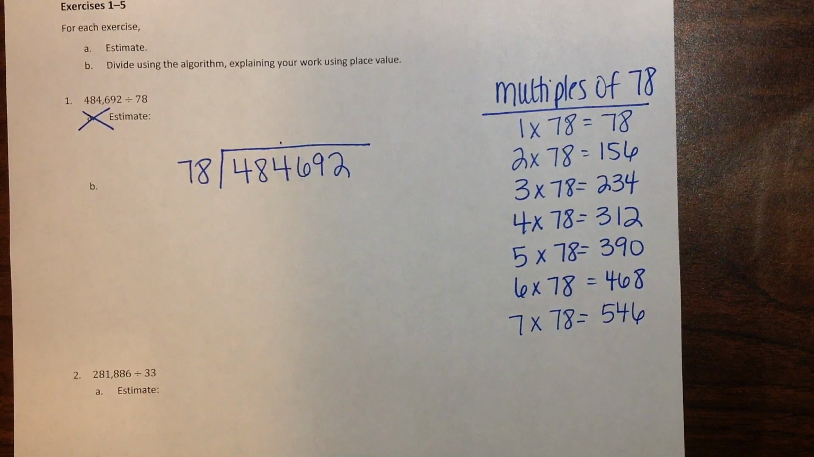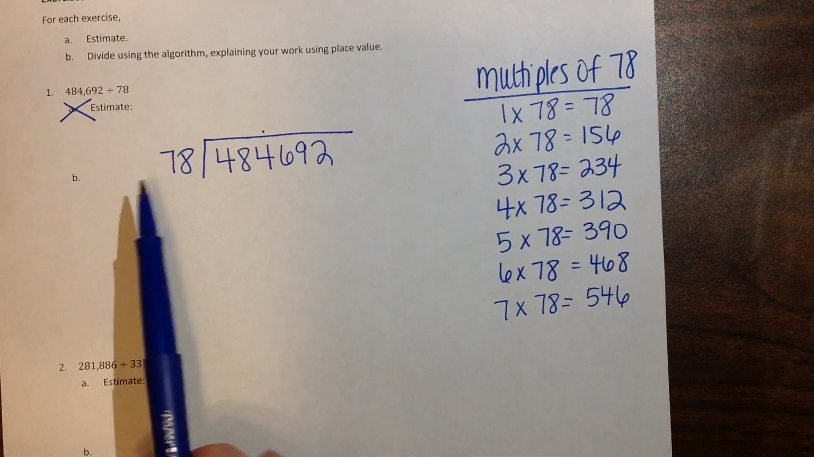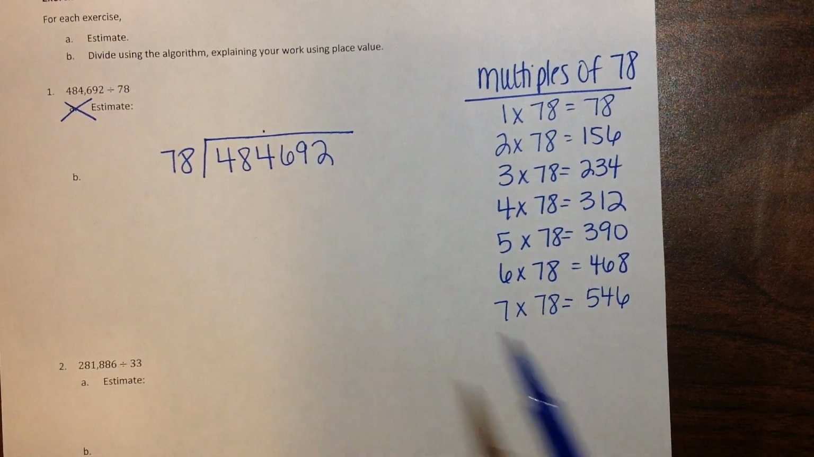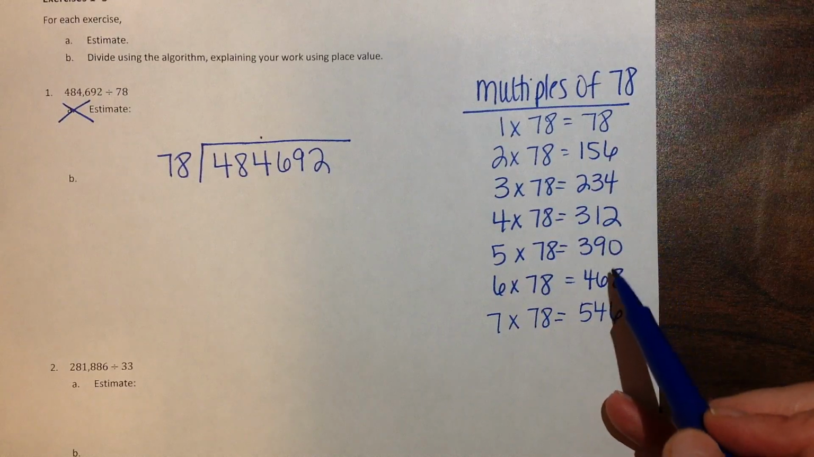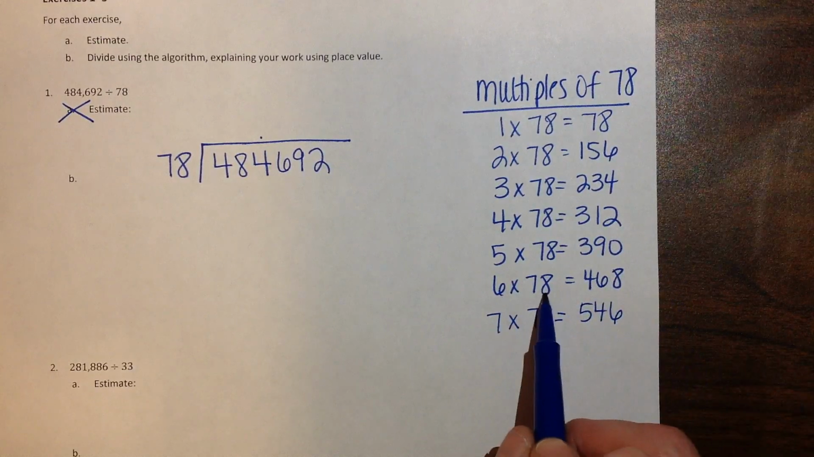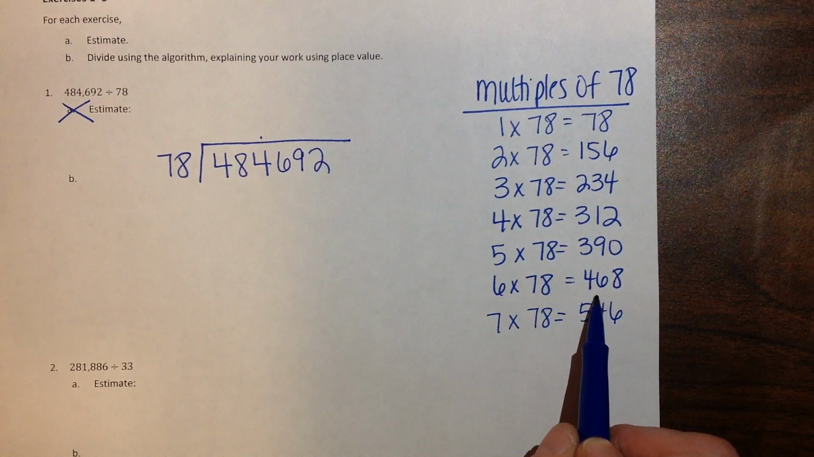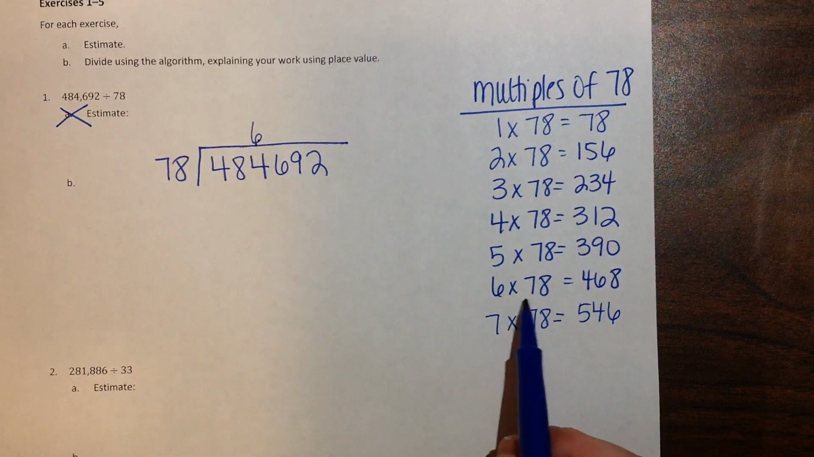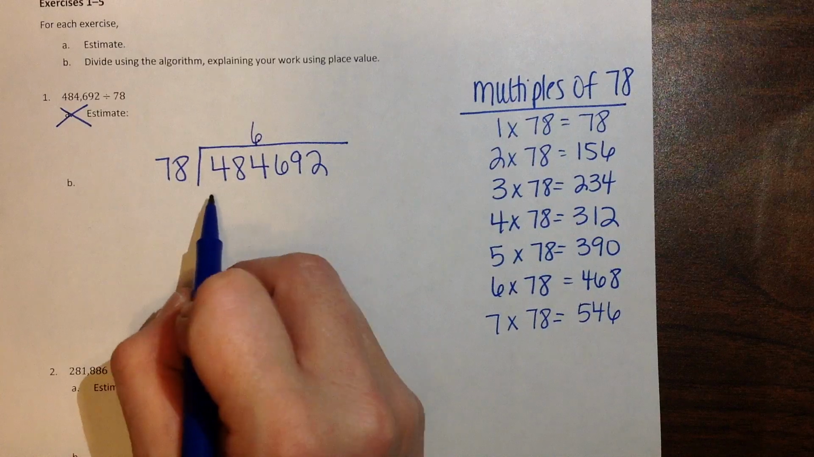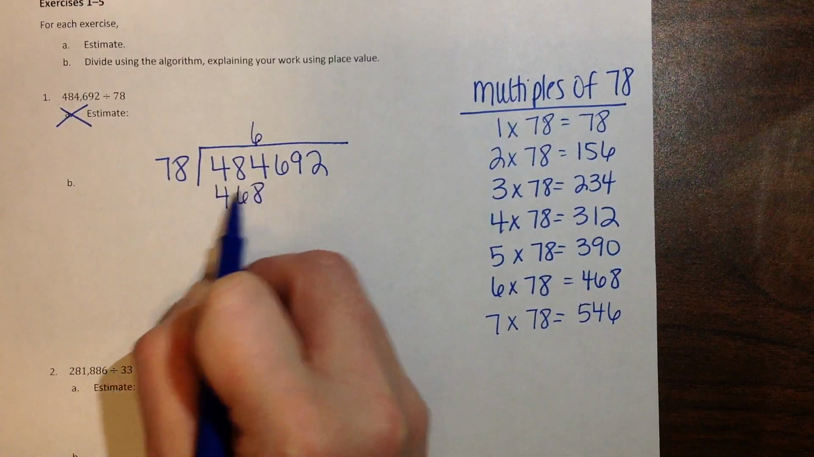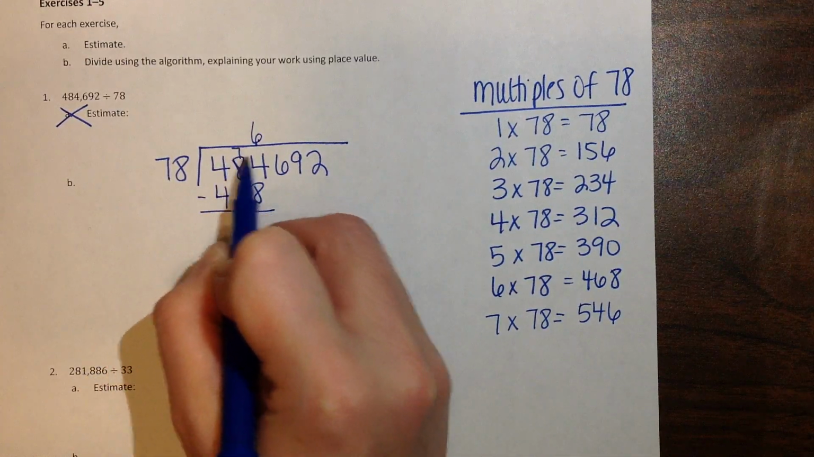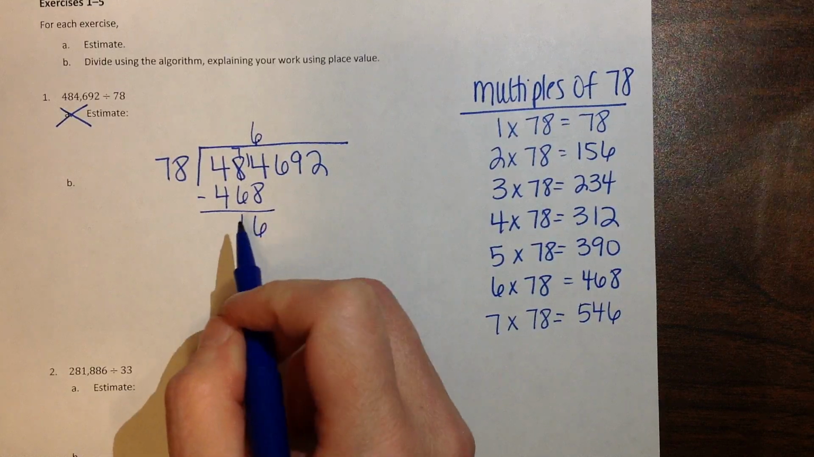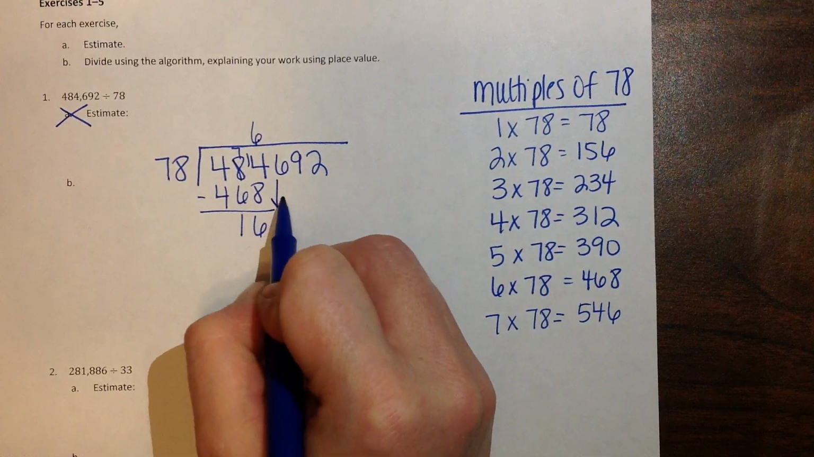So we're going to mark this spot. That's where our answer is going to go. 78 fits into 484. We can fit it in there 6 times without going over the 484. So our 6 will go here. 6 times 78 was 468. And then we subtract. We get 16. Bring down that 6.